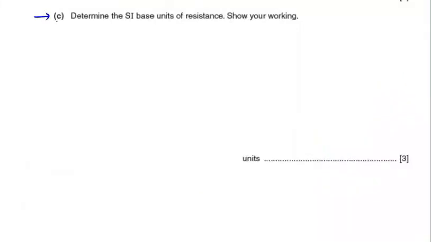The last part, part C, says determine the SI base units of resistance and show your working. Students, to determine the SI base units of resistance, we need an expression for resistance. Now students, we learned in the IGCSE that resistance is given by the expression V over I, where V is the potential difference and I is current. The SI unit of potential difference is volt and SI unit of current is ampere. Students, ampere is an SI base unit, but volt is not an SI base unit.